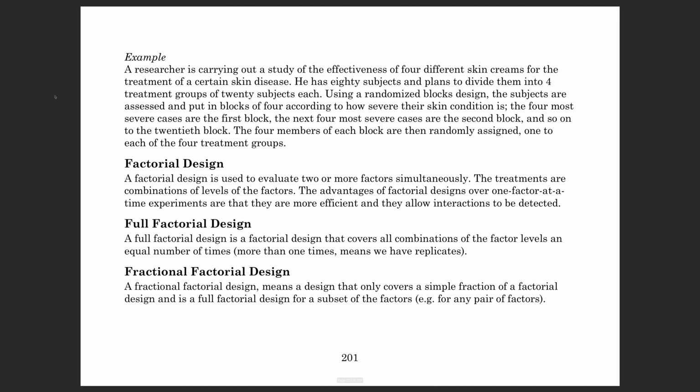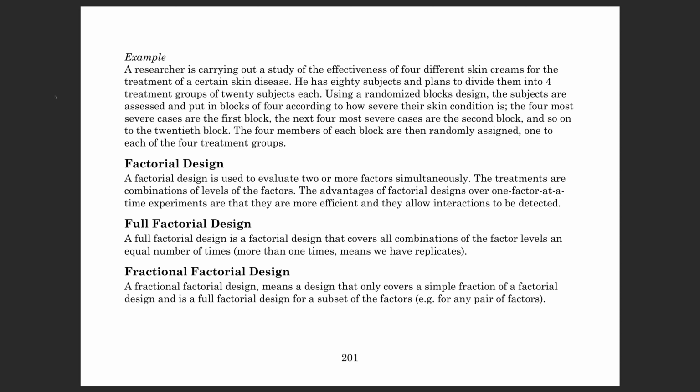So let's look at an example. You have a researcher who is carrying out a study of the effectiveness of 4 different skin creams for the treatment of a certain skin disease. He has 80 subjects and plans to divide them into 4 treatment groups of 20 subjects each. So using a randomized block design, the subjects would be assessed and put into blocks of 4 according to how severe their skin condition is. So the 4 most severe conditions would be the first block, the next 4 most severe would be the second block, and so on all the way up to the 20th block. And then within the block, those 4 members are randomly assigned 1 to each of the 4 treatment groups.